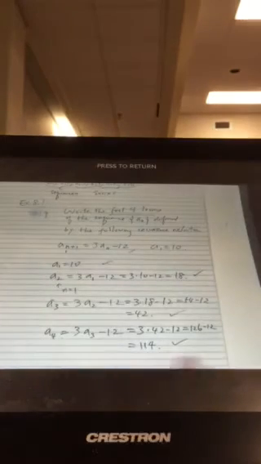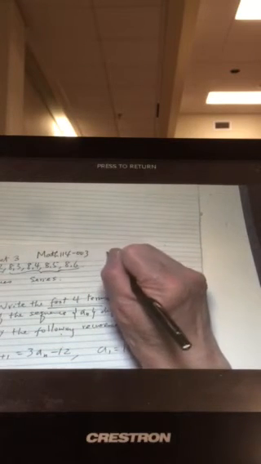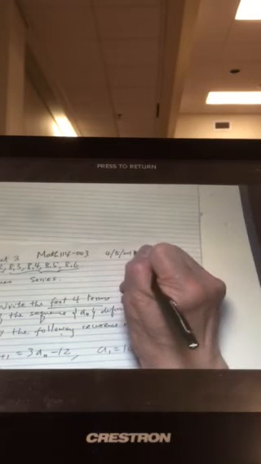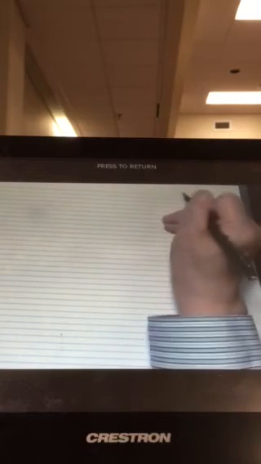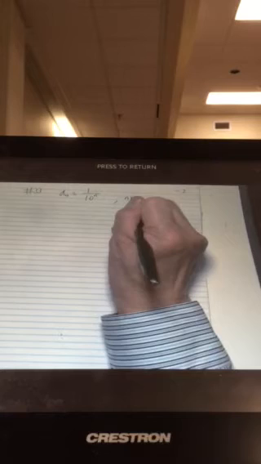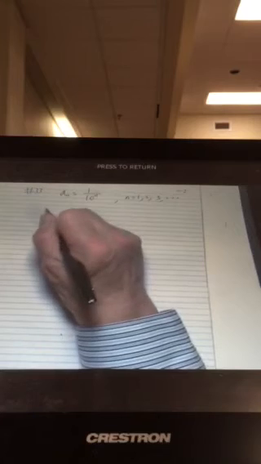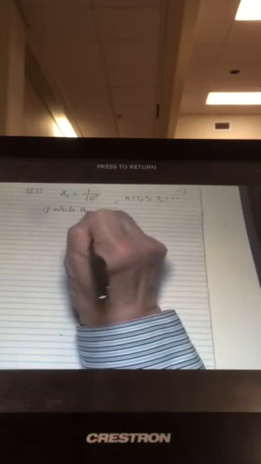A sub n. Let me put this down here. So 33: a sub n equals 1 over 10 to the n, and n starts with 1. Okay. And what they want is to write the first 4 terms. There are several things they want to ask you. Write the first 4 terms.